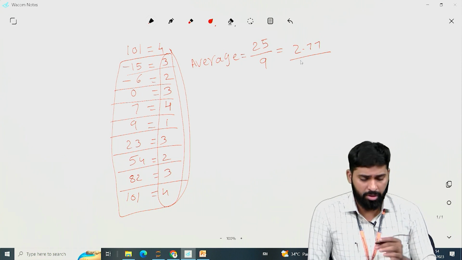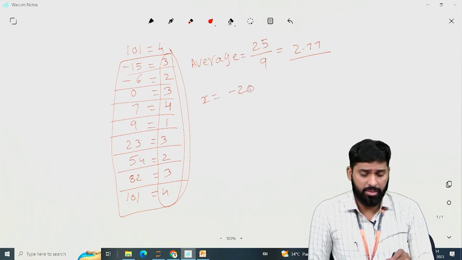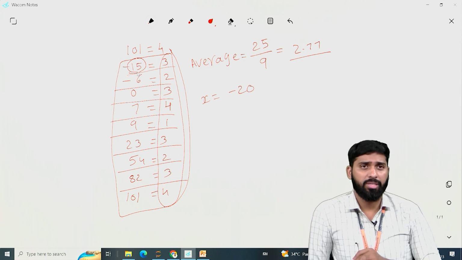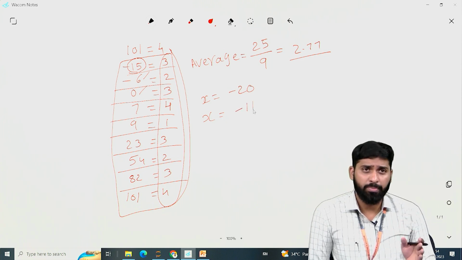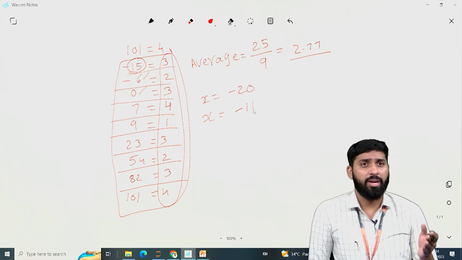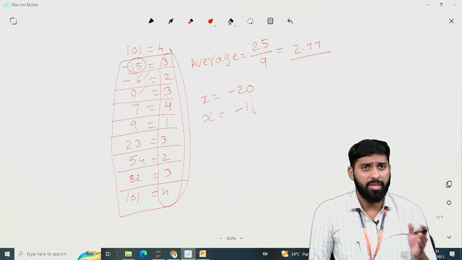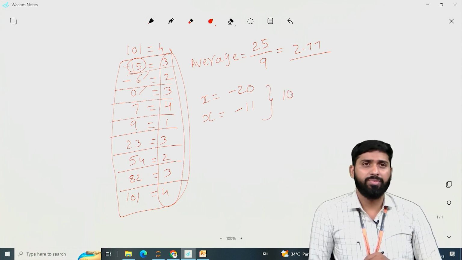x value. For example, if I give the x value equals minus 20, that is less than x1. Let us assume these are x1, x2, x3 and so on. Now, x equals minus 11. The value lies between x1 and x2. That means x is greater than x1 and less than x2. This type of values are 10. 10 possible ways we have.